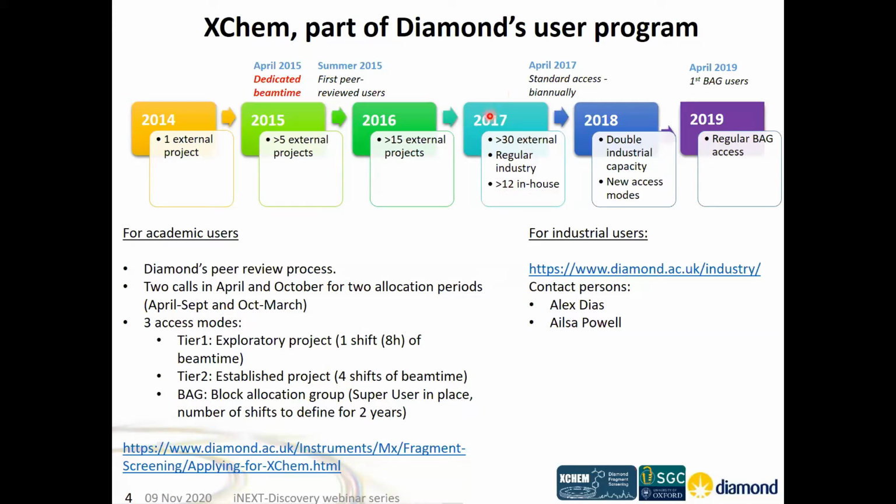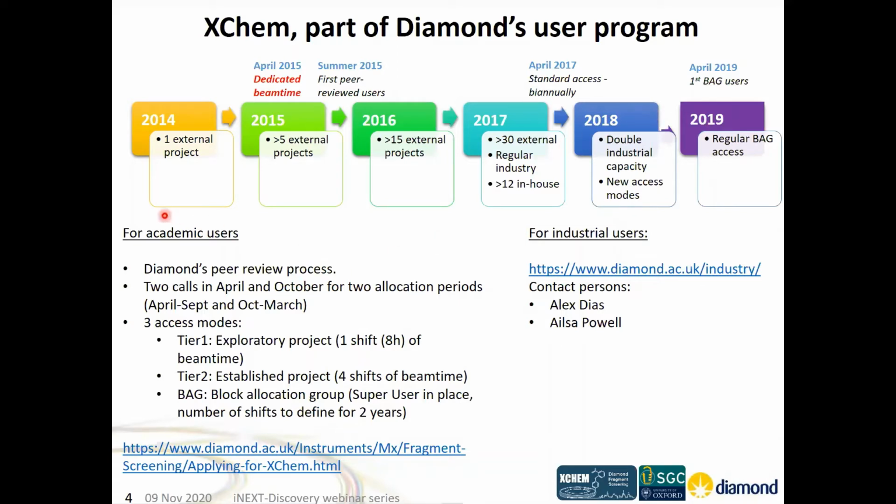At the end of 2017 and start of 2018, we went fully into Diamond's peer review process with 2 calls per year. And also in 2018, Diamond really invested in our platform in the sense that it allowed the industrial users to double their capacity in the lab. And also we created new access modes for the users. And in 2019, this is when we took the first BAG users.